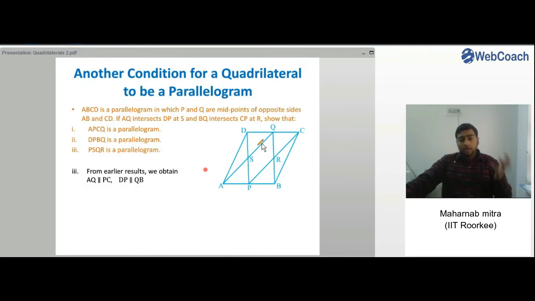We have got AQ parallel to PC, because it was a parallelogram, right? So AQ must be parallel to PC, and also DP must be parallel to QB, right? From the parallelogram APCQ, we have got AQ parallel to PC, and from the parallelogram DPBQ, which is the second part, we have got DP parallel to QB, right? We are talking about the longer sets of parallel lines for the two quadrilaterals we had talked about in our first and second part. So you can see, if AQ is parallel to PC, then obviously the parts of them, which is SQ, must be parallel to PR, right?